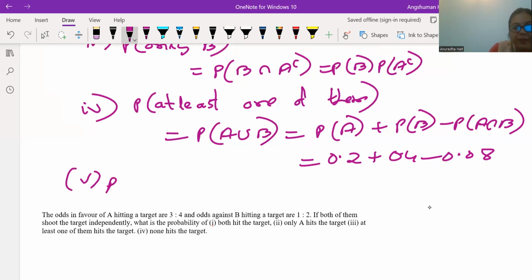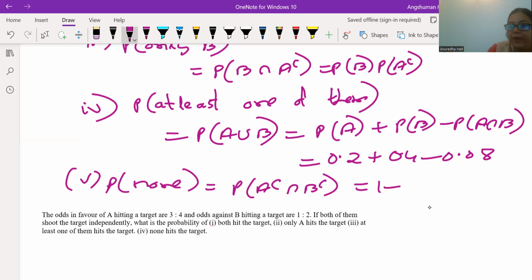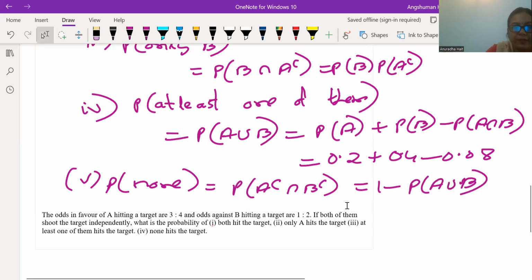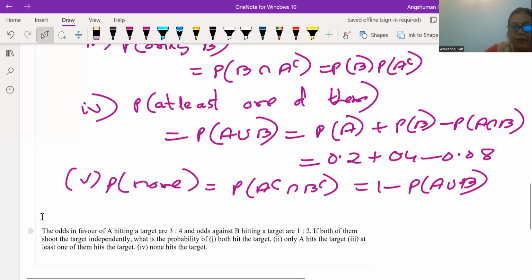Fine. Probability of none of them. None of them means A will not happen, B will not happen. So you can write, there are two formulas. We can write this formula or you can write this formula also. In both cases, we are going to get the same answer. Let me check. What is the answer?